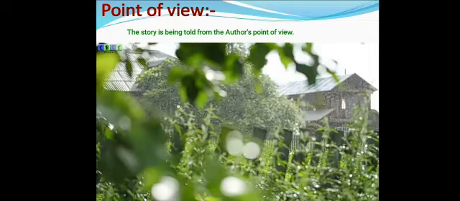Next is point of view. This story is being told from the author's point of view. Here, the author is the third person who is not involved in the story. So the story has been told from the third person's point of view, where the narrator, meaning the author, is narrating the story and telling us what's happening in the story and shows us the inner world of every character that appears.